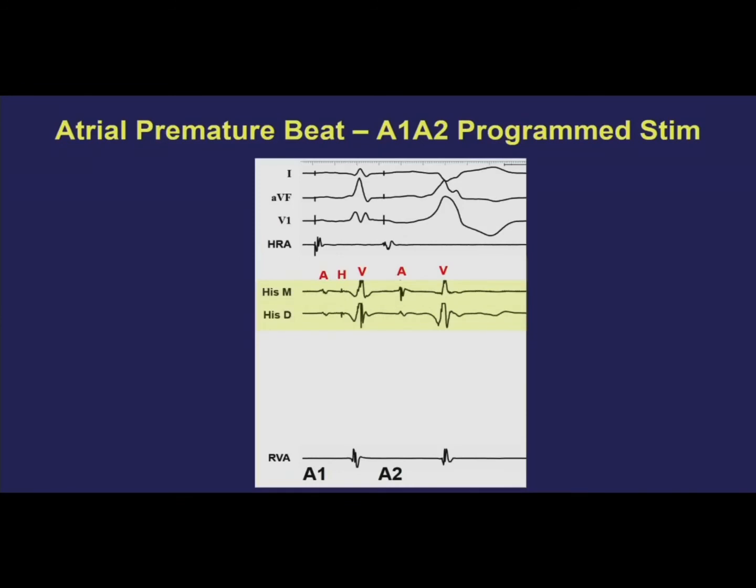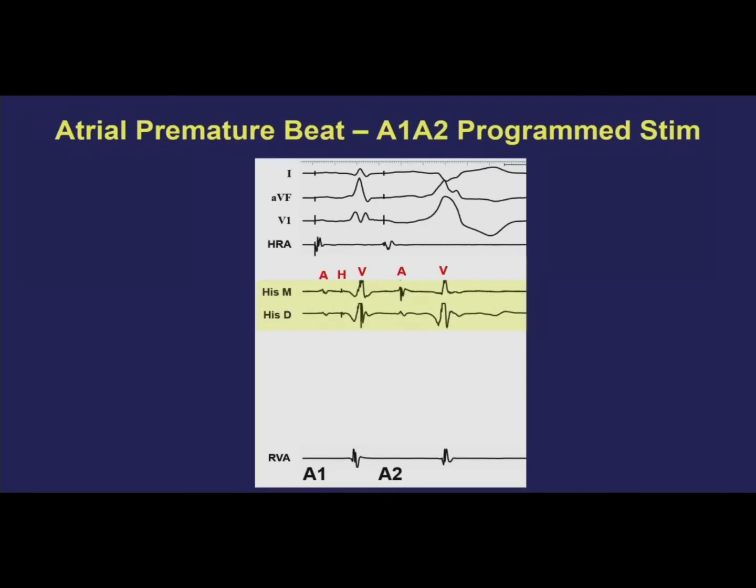Here on the first one, we paced. We have, see, on the Hiss bundle recording an atrial signal, a Hiss signal, a ventricular signal. We pace early. And what's happening on that beat? So I hear accessory pathway. Like many things in EP, there's often more than one possibility. I hear PVC. And so what are the notable features of that beat?